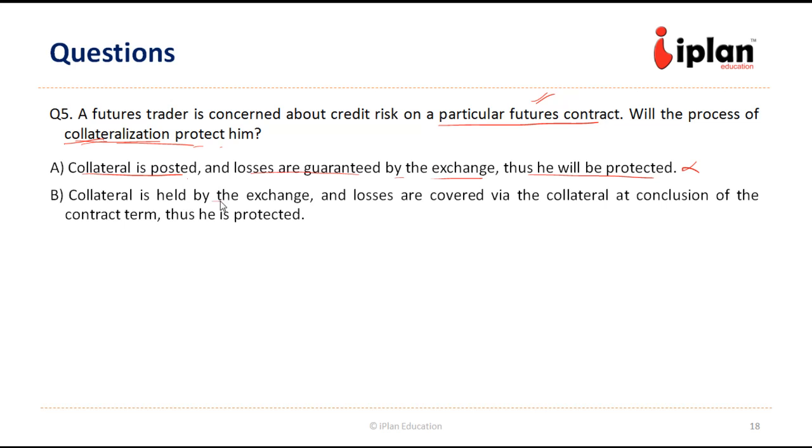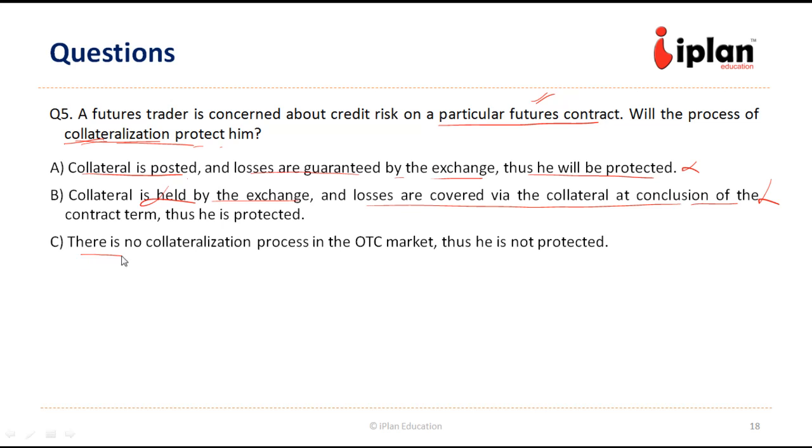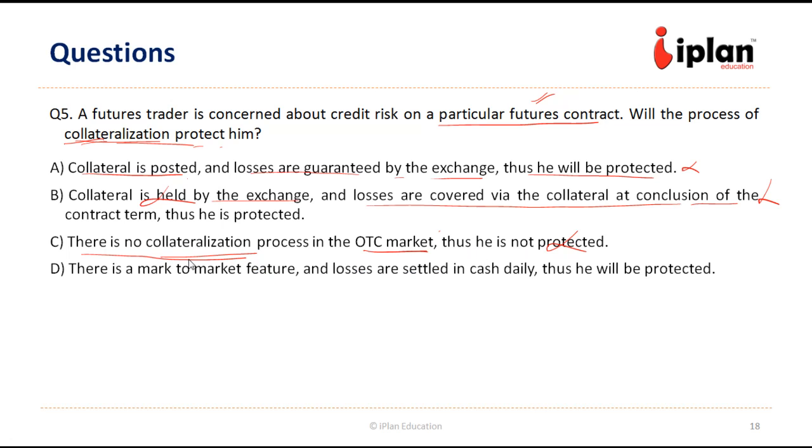Option B says collateral is held by the exchange and losses are covered via collateral at the conclusion of the contract term. This is also wrong, since collateral is not held by the exchange. Option C says there is no collateralization process in the over the counter market. This is right up to that extent. Thus he is not protected. This is wrong. He will still be protected through another mechanism. Option D says there's a mark to market feature. That is correct for futures contracts, and the losses are settled in cash daily, thus he will be protected, which is the right option. So this is true in the case of futures contracts.